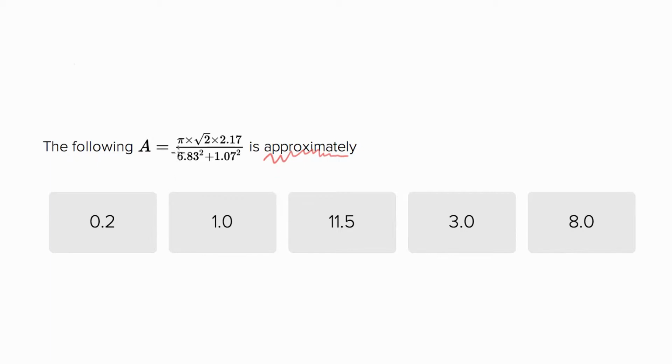6.83 squared, for example, is the kind of thing you probably don't ever want to manually calculate in your entire life. And nor would you want to do it on the ACT. So don't plan to do that.